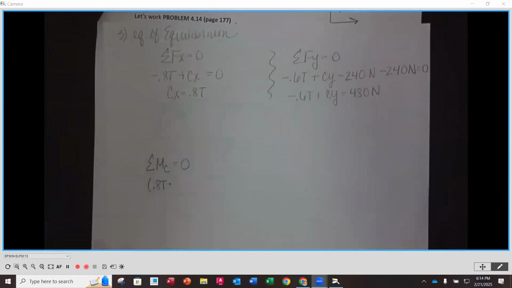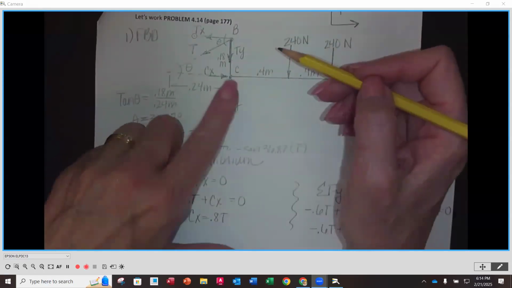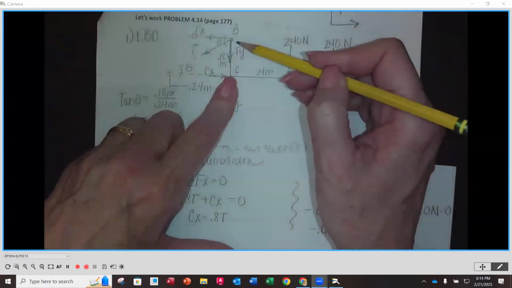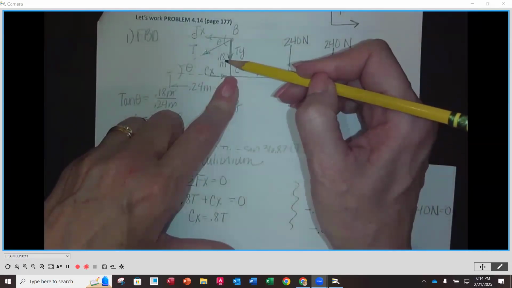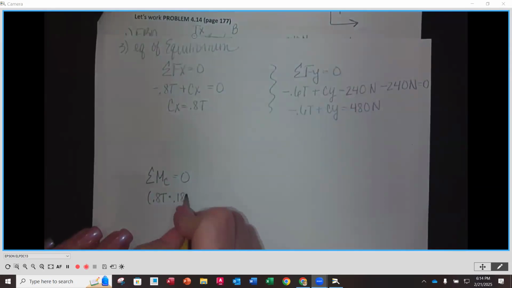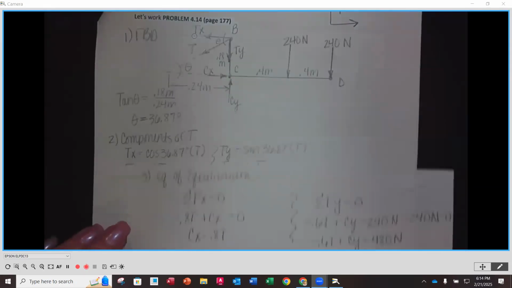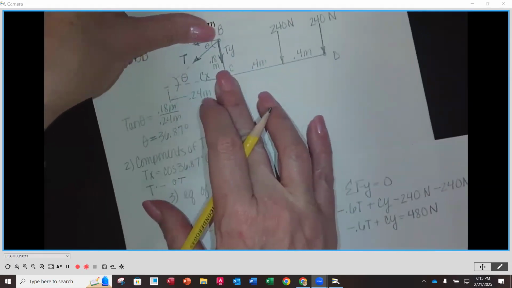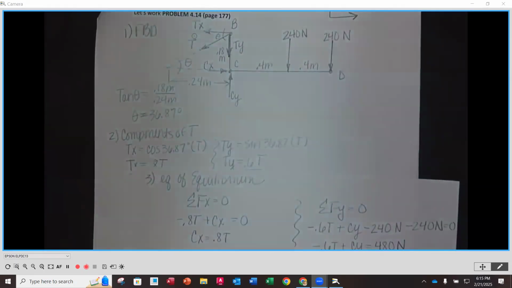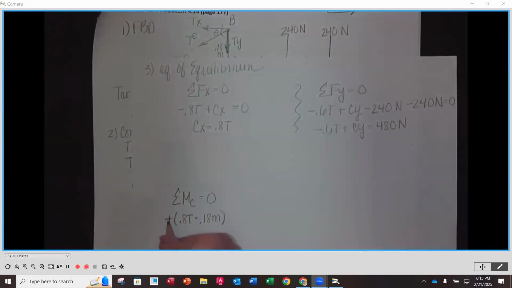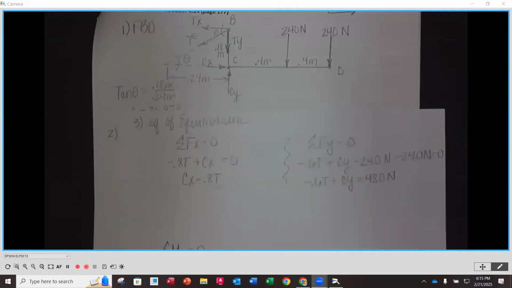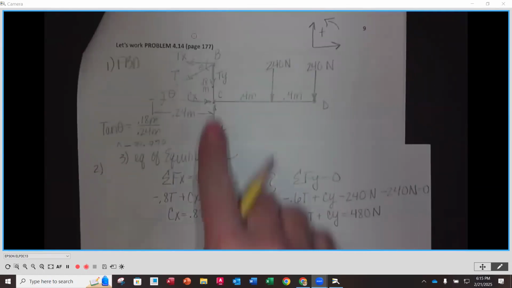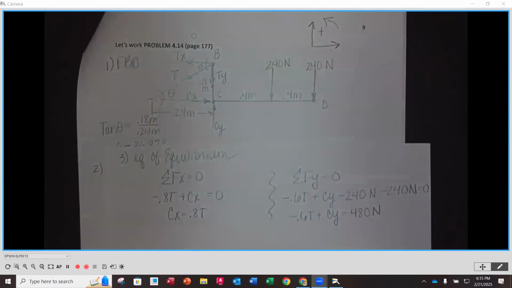Times the perpendicular distance from C. This distance right here is 0.18 meters. And the direction that it rotates, if I put my finger on C and pull in the direction of TX, it's going to go counterclockwise. So positive out front, or because it's the first, it's an assumed positive. That's the only thing up here that is going to cause rotation.